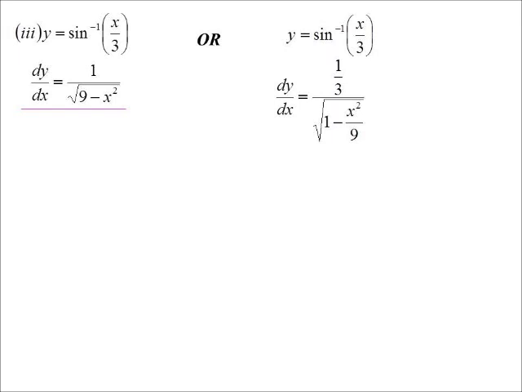Which is 3. So if I just multiply everything by 3, eventually we get 1 on the square root of 9 minus x squared. But remember, when you're multiplying everything by 3, under the square root sign, you're really multiplying by 9. So you get 9 minus x squared.